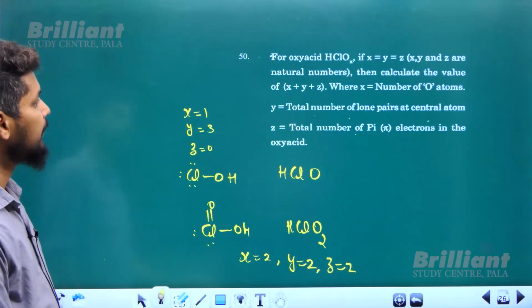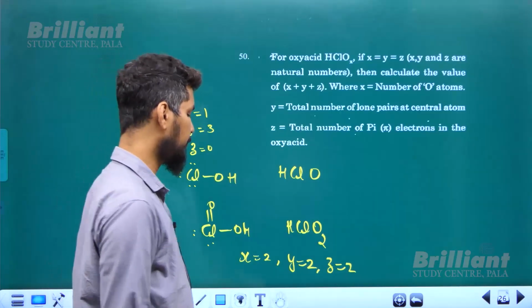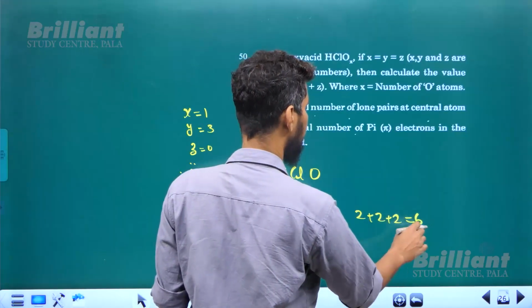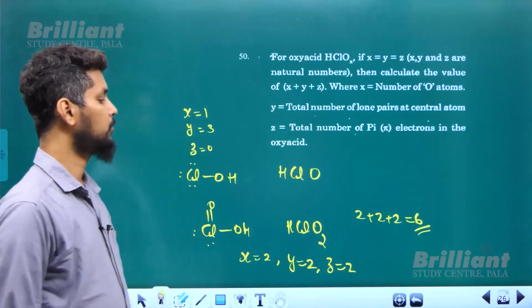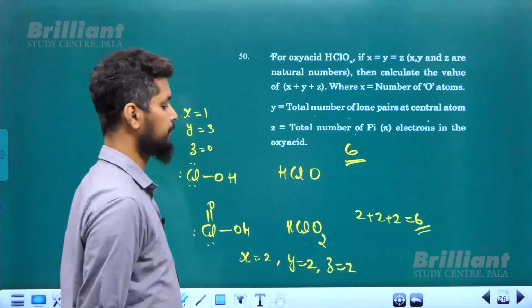Next, what you have to find is X plus Y plus Z. So X plus Y plus Z will be equal to 2 plus 2 plus 2, which is equal to 6. So the answer for the 50th question is 6.